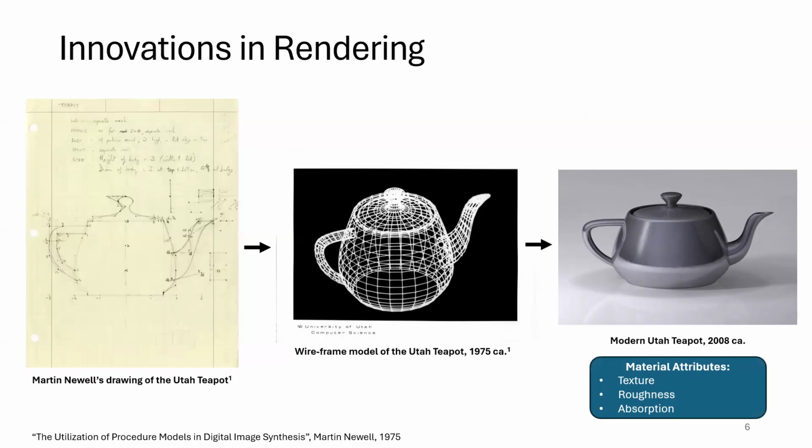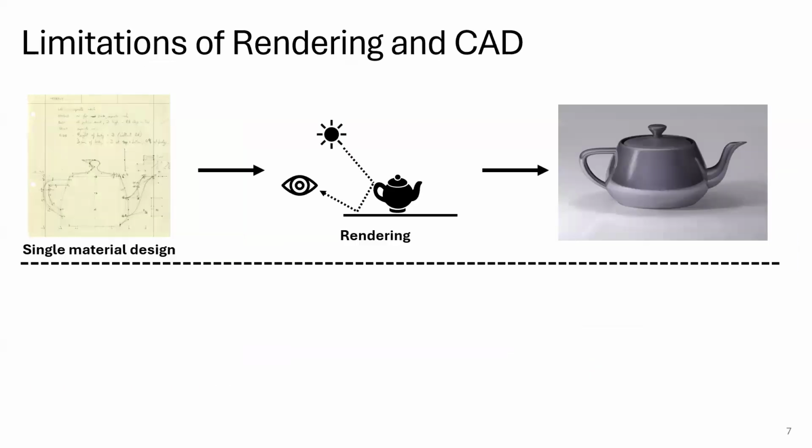Now we have all these different attributes we might model about the object. We might describe the teapot's texture, its surface roughness, or how it absorbs or transmits light. But at its core, this has gone in parallel to the world of computer-aided design. We have a single-material teapot we design on paper, maybe now on a computer screen. We take rendering and we produce an image.